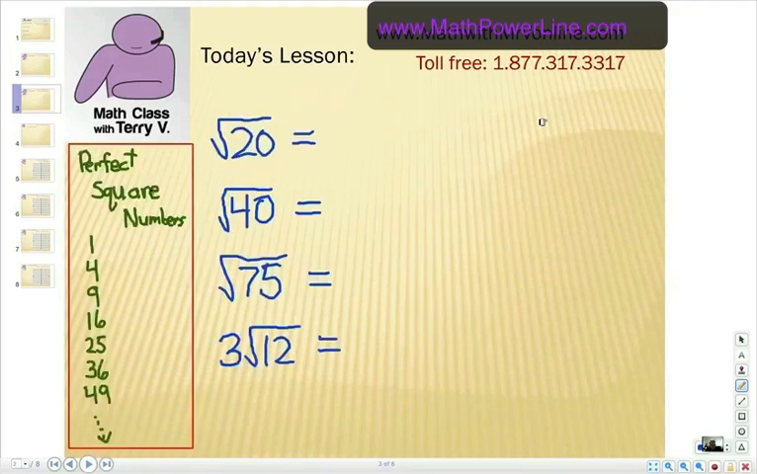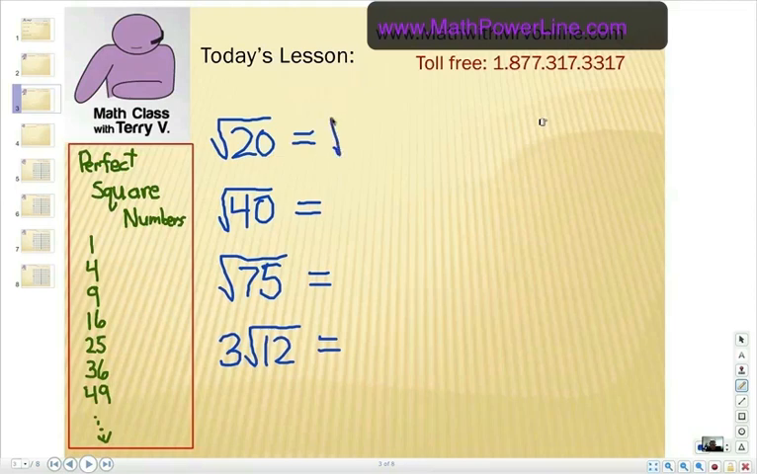So on the left I have a list of perfect square numbers up to 49, but of course sometimes we'll have to go past that. Notice how this is 1 squared, 2 squared, 3 squared, 4 squared, and so on, up to 7 squared, which gives you 49 and beyond. So those are the numbers you just really need to have handy in your head. As we simplify radicals, we're going to look for those kinds of factors and numbers.